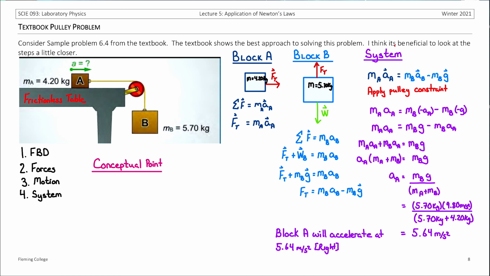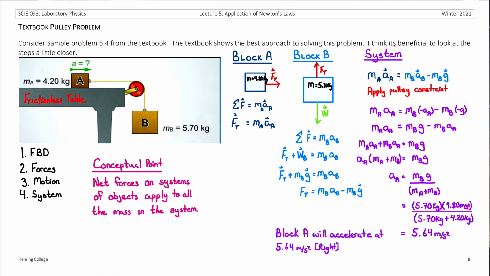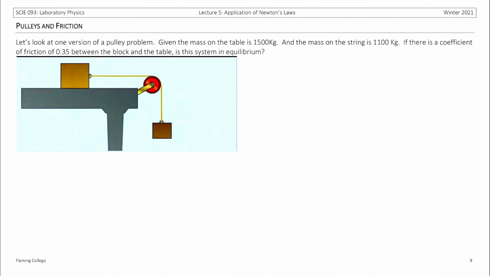So note that part of this calculation is finding the net force on both objects and applying that to the combined mass of both objects. So net forces on systems of objects apply to all the mass in the system. It would benefit you to consider how we can combine pulleys with friction, ramps, and motion phases of problems. In fact, we'll make one of those combinations now.